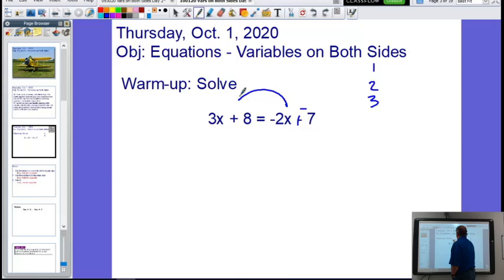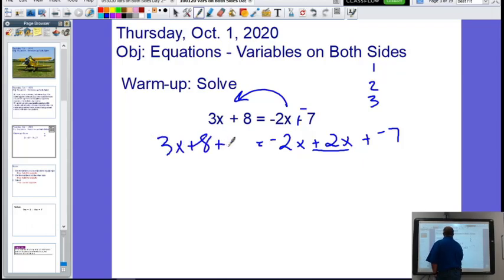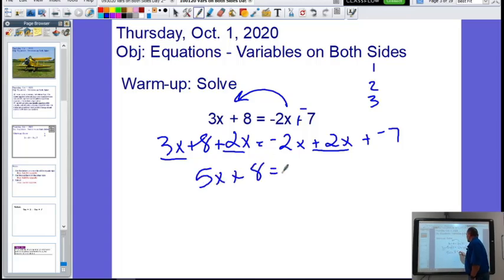I'm gonna move this negative 2x over to be with the 3x. And to do that, I just add its opposite. So negative 2x plus 2x plus negative 7. So this 2x is what I added to the right-hand side in order to move the negative 2x over to the left side. So then I just do 3x plus 8, and then I add the new thing that I added to the right-hand side to the left-hand side, the 2x. And now I just combine like terms, put things that are like together. So this 3x and this 2x could go together to make a 5x plus 8 equals, and then on the right-hand side, my 2x's go away, and I'm left with just negative 7.